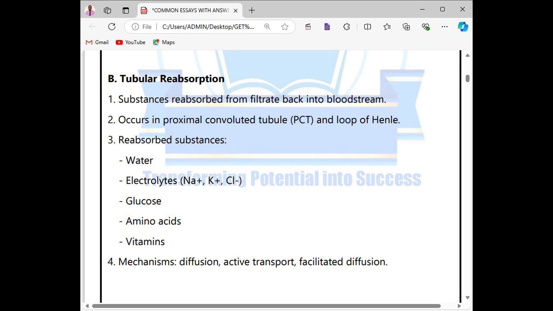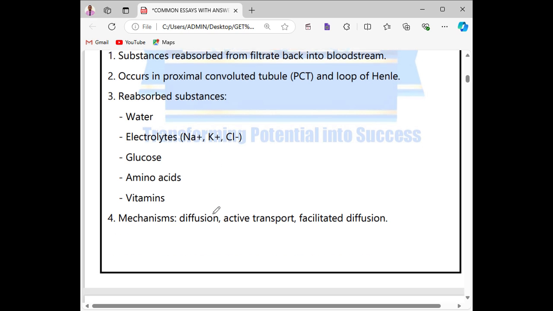Also nervous factors. I just added this to show you the mechanisms through which these components are reabsorbed. You have diffusion, active transport, and facilitated diffusion.